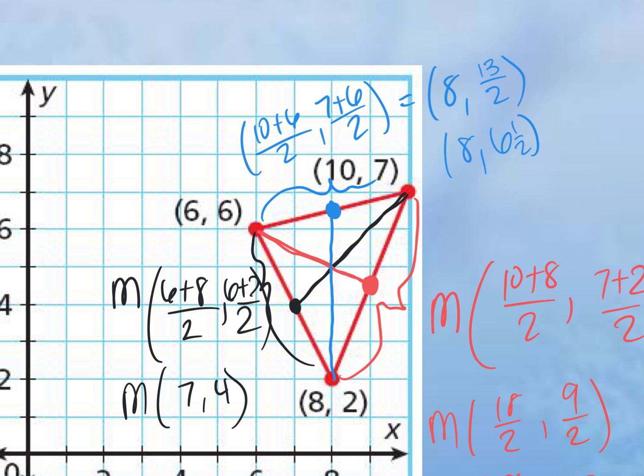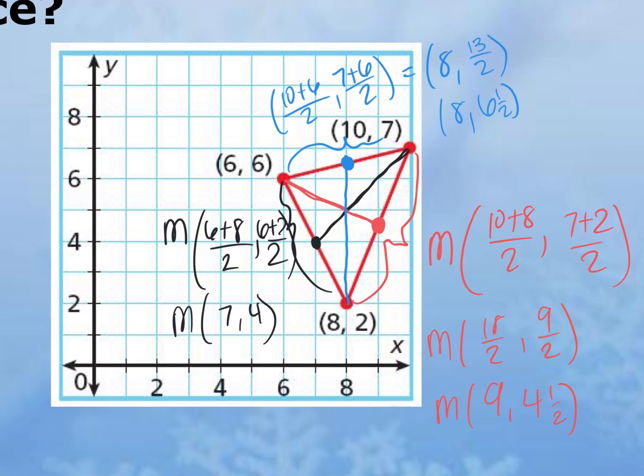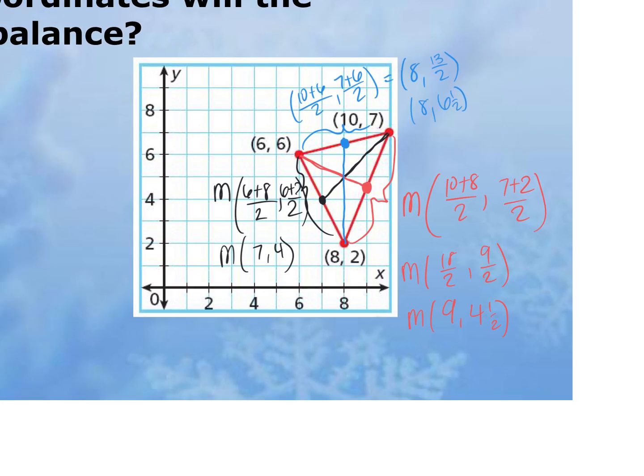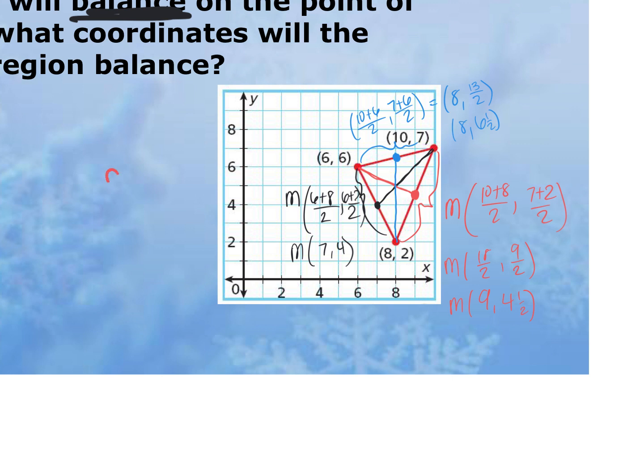Have we ensured that they all intersect at the same point? Yes? What is the point? 8, 5. So in order for this guy to have balance in his triangle, he needs to utilize the point 8, 5, because that was what in regards to the triangle? The centroid. Okay? Go ahead.